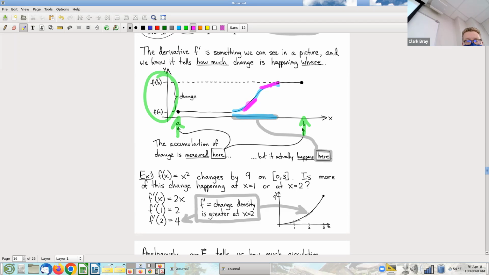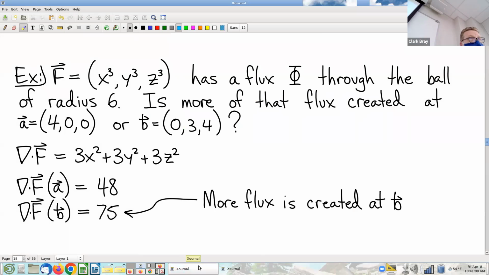We have this thing called the derivative. And the derivative is what tells you where this accumulating quantity of change is. Well, there's more of it there, not as much there, and none happening over here. The derivative is the giveaway of where the change is happening. Well, same with divergence. It's just that divergence is telling you where that flux is happening.